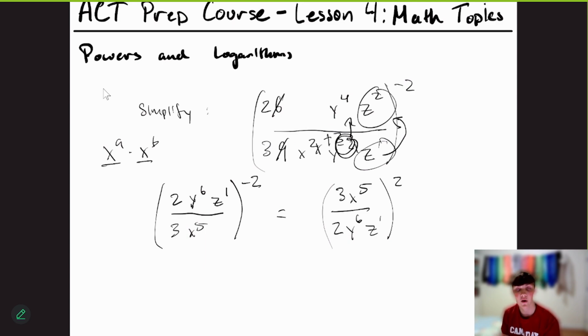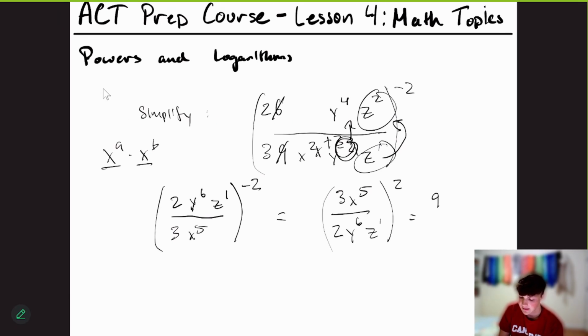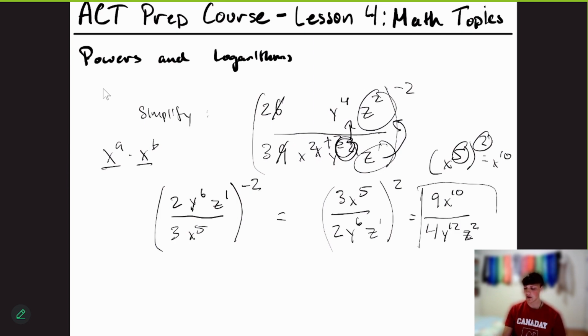Now, how do we do this? Well, squaring the whole thing, you literally just square each individual term. 3 squared is 9. X to the fifth squared is x to the 10th. What that does is whenever you have nested powers like this, one power raised to another power, you just multiply them together. 5 times 2 is 10. So you get x to the 10th in the numerator. Divided by 2 squared is 4. Y to the 6th squared is y to the 12th. And z to the first squared is z to the second. So this is going to be our fully simplified version of this thing at the beginning.